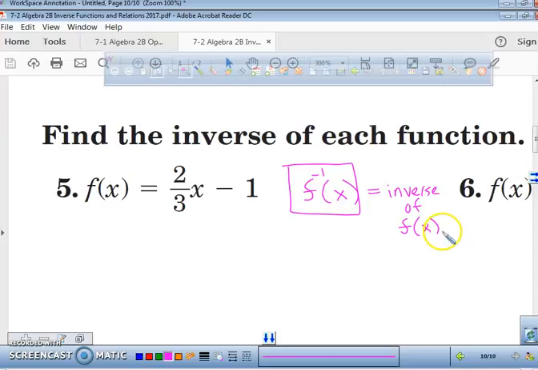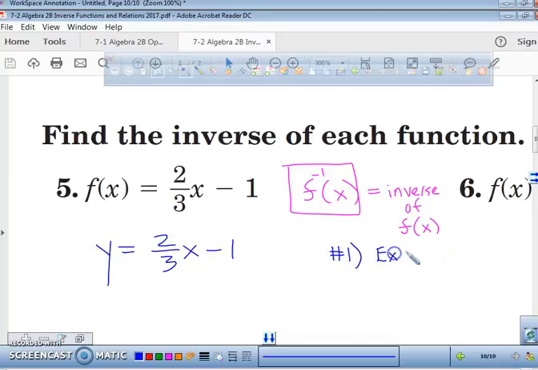Now, right here, this is f of x, which is simply saying y equals 2/3 of x minus 1. So we're going to go over a step-by-step process of how to find the inverse of a function. Here we go. Step number 1. All I want you to do is to exchange. If you like the word switch, you can put the word switch.